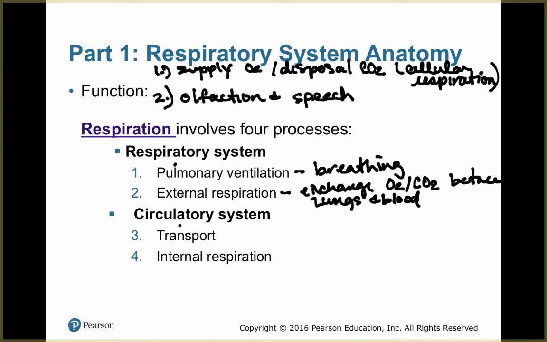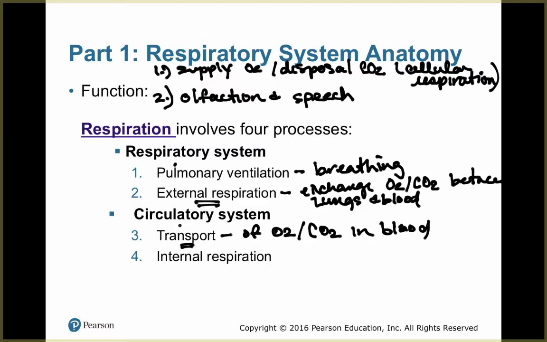Now, when we get to the circulatory system, the process of respiration includes transportation, and it's the transportation of oxygen and carbon dioxide in the actual blood. Up here, we were just talking about the exchange of it. Down here, we're talking about actually bringing it to all the different tissues and organs of the body.